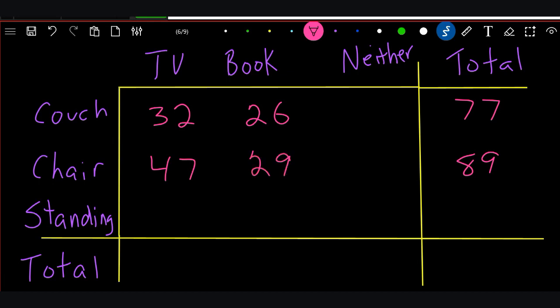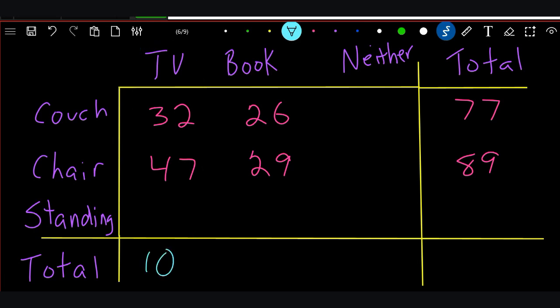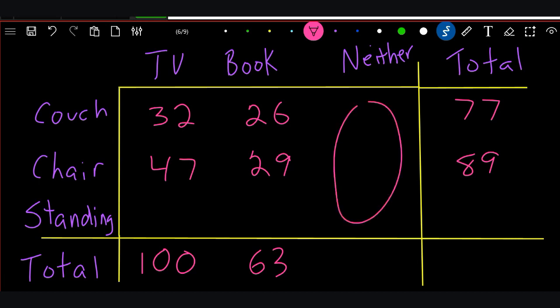Then it says a total of 100 volunteers watched TV. Okay, so now we're talking about this line. So how many watched TV? 100 total watched TV. And 63 read a book. 63 total read a book. And it says the researchers also noted those that stayed standing and those that neither watched TV nor read books. So in other words, there were some people that did neither one. Some people didn't sit down. Some people didn't read a book. Some people didn't do anything.